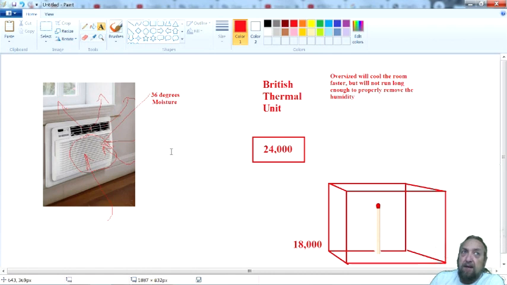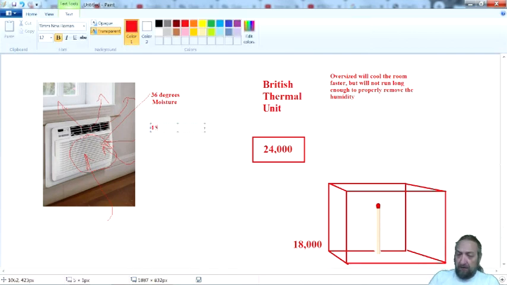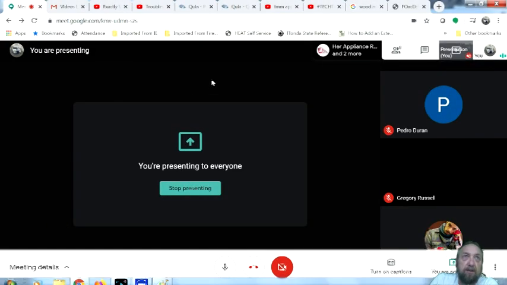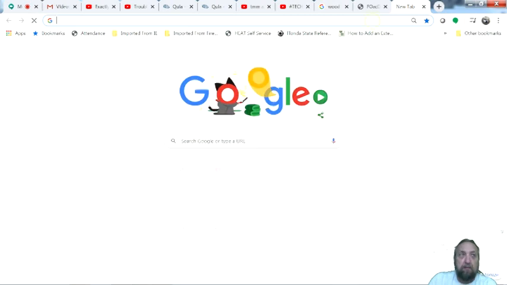The one other thing that we want to do is look for a 15 to 20 degree split across the evaporator coil. What does that mean? We're going to take a pocket thermometer, and let me find one of them online so you guys can see what I'm talking about.